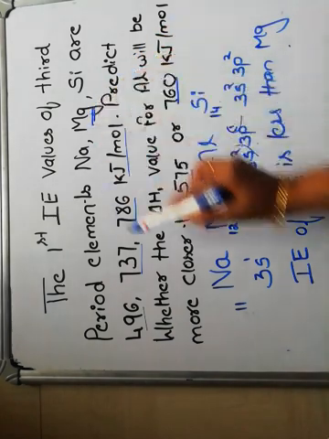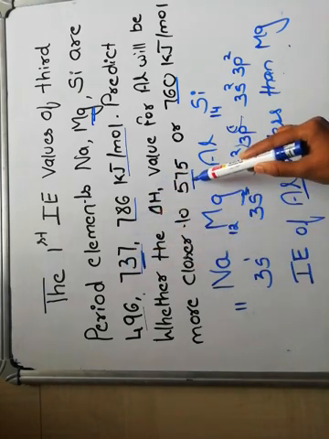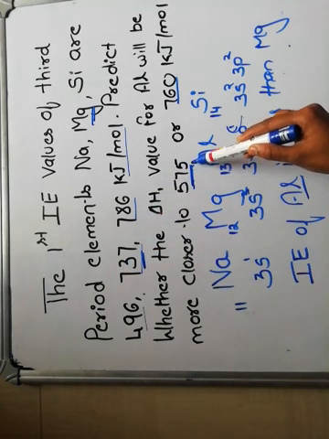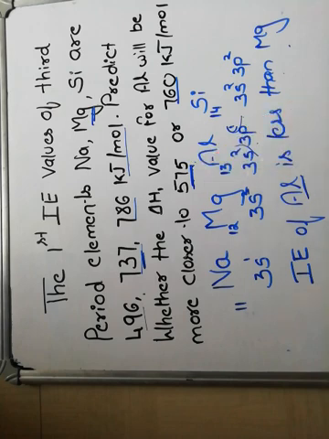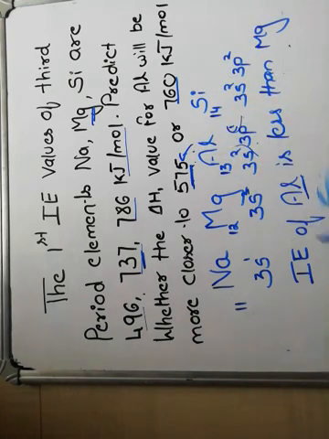What value of magnesium did they give? 737. It should be below that, so it should be more closer to 575 kilojoules per mole. Therefore, we can say that the ionization enthalpy of aluminium is more closer to 575 kilojoules per mole.